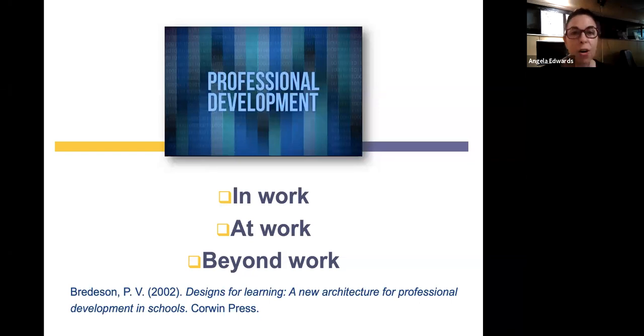I think more often than not, from my experience, this tends to be what happens. So we really need to make sure that the professional development we do attend is goal focused, specifically for you based on an area of need or an area of interest. But it also needs to be, as I've got on this slide, and Bredesen advocates, in work, at work, and beyond work. So part of facilitated conversations with colleagues, part of your reflective practice, and part of your ongoing learning.